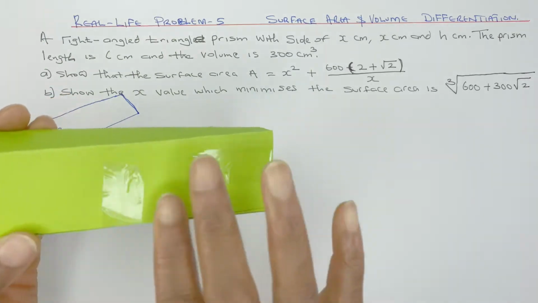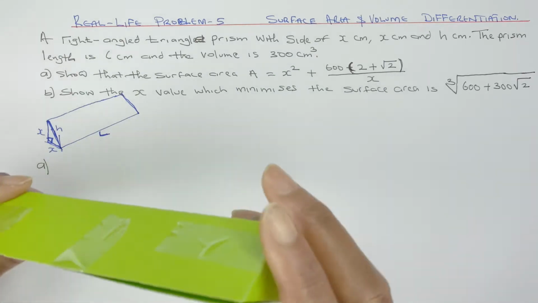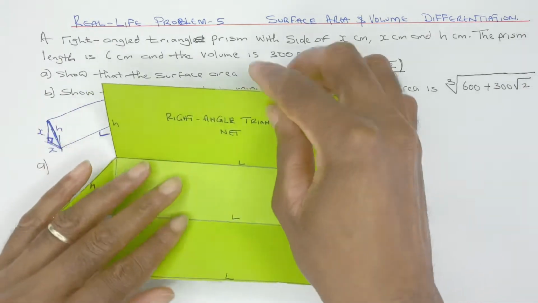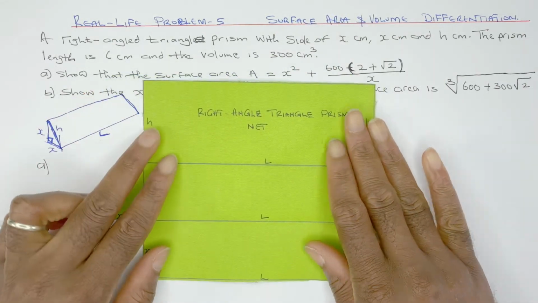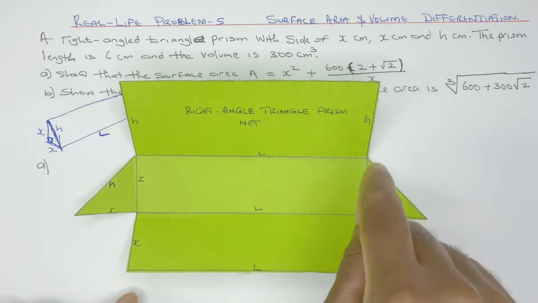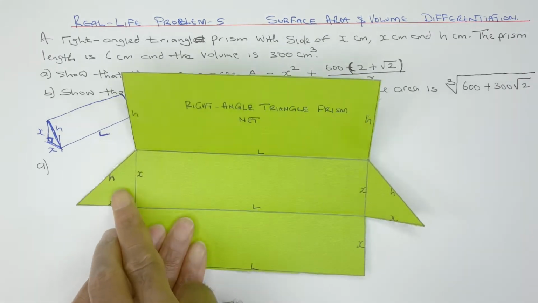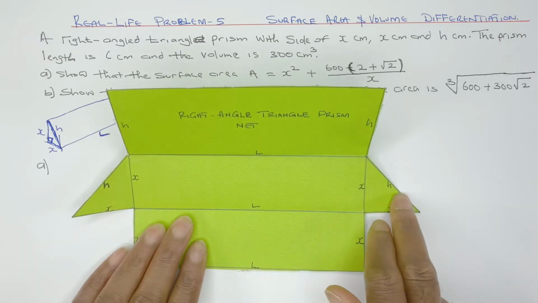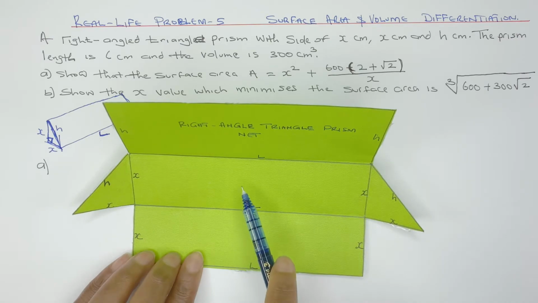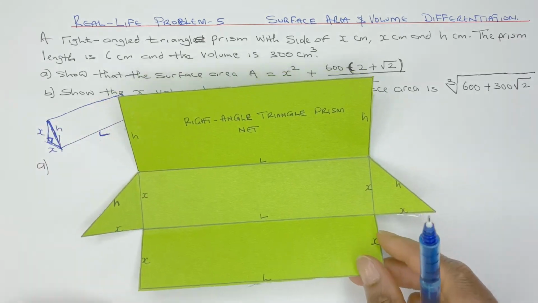We need to work out the surface area. So the surface area will be that area plus that area plus that area plus that area plus this area. So here is the prism. After opening the prism, this is what we get, and we want to work out the surface area here. As you can see, we've got two of these right angle triangles, and then we've got 1, 2, 3 rectangles. That's what we're going to use to work out the surface area.